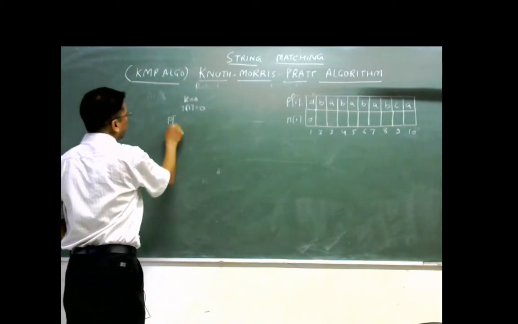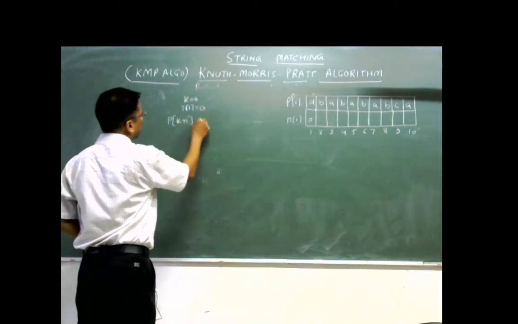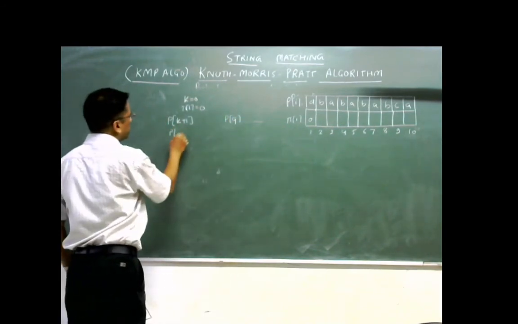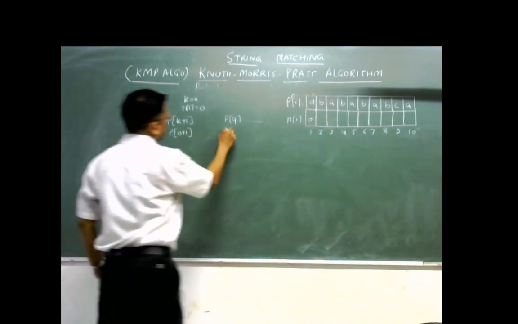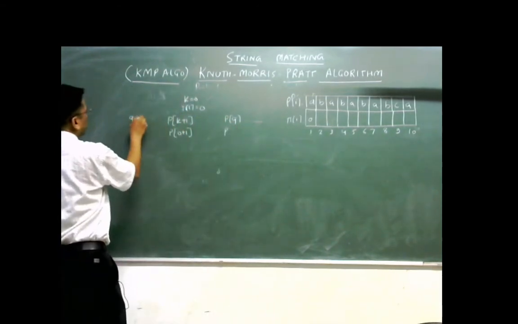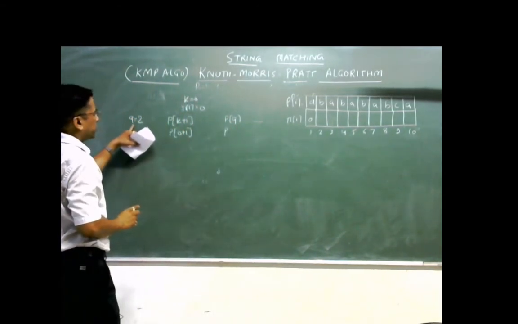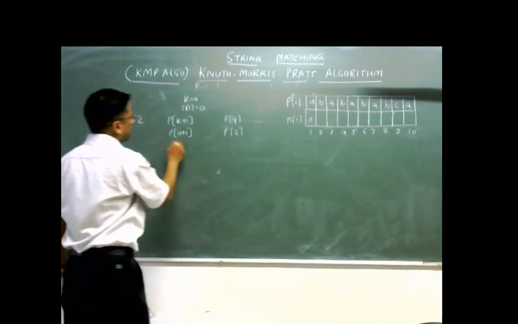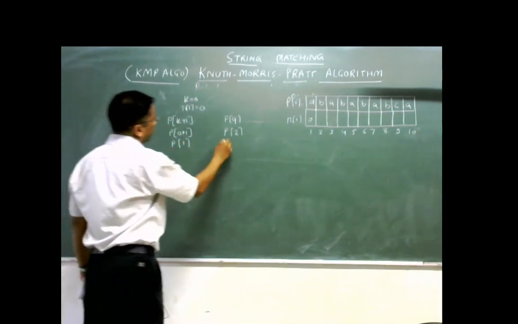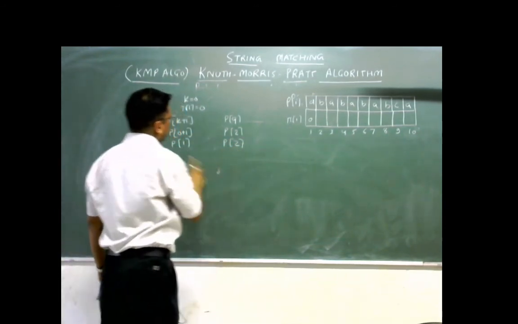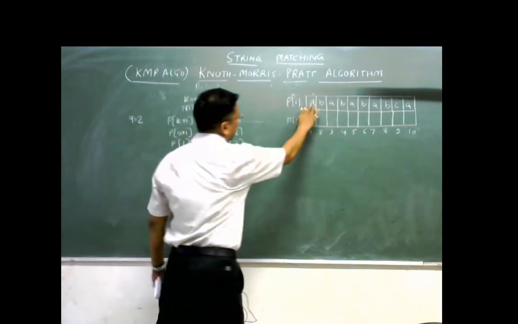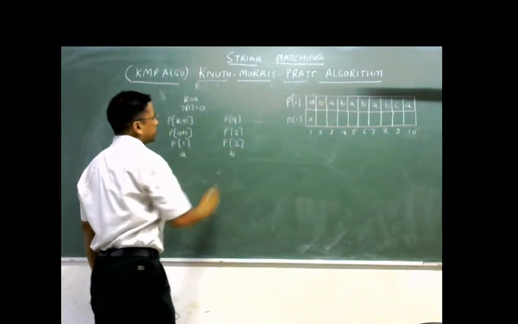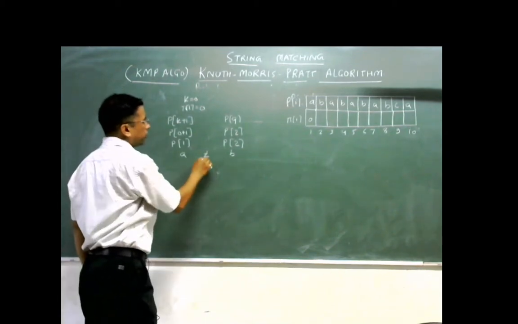Now we shall calculate the value of pi q, comparing P(k plus 1) and P(q). P(k plus 1) is P(0 plus 1) and P(q), for q equals 2. We are computing this because the for loop starts from q equals 2. So at position P1 and P2, at position P1 the element is A and it is B. Means there is no match. They are not equal to each other.